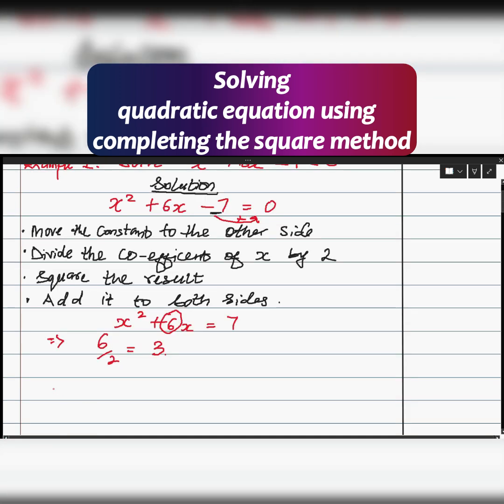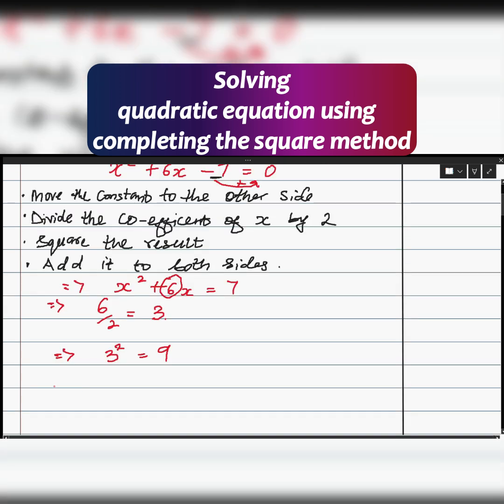So now the third procedure, which says square the result. Now the result I have here is 3, and by the time I square it, it gives me 9. Fourth procedure, which says add it to both sides. Now this is the question. This is the first side and this is the second side. So I'm going to add it to both sides. I will have x squared plus 6x, add it, then I'll add plus 9 equals 7. Add it to the other side too, and I have plus 9.